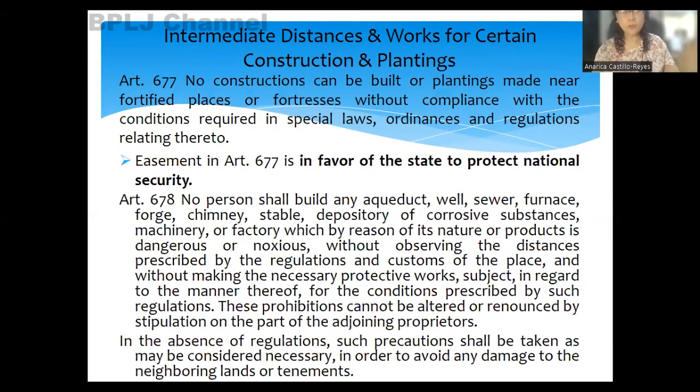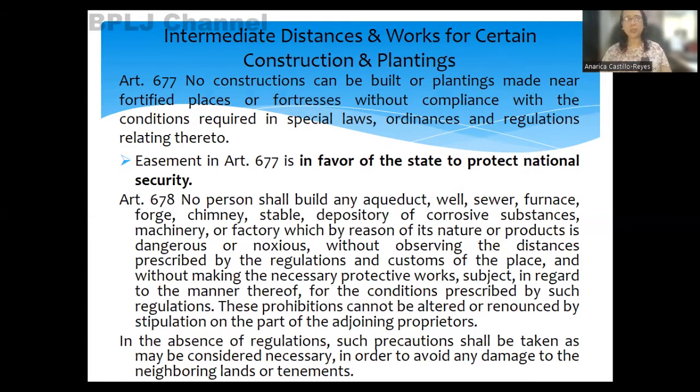We now go to the legal easement of intermediate distances and works for certain constructions and plantings. No construction can be built or plantings made near fortified places or fortresses without compliance with the conditions in special laws, ordinances, and regulations. This is an easement in favor of the state to protect national security.